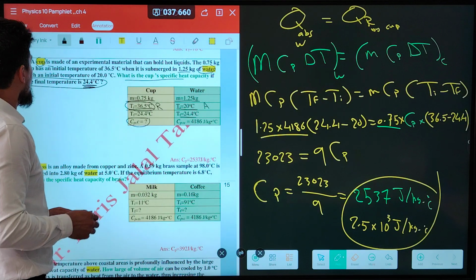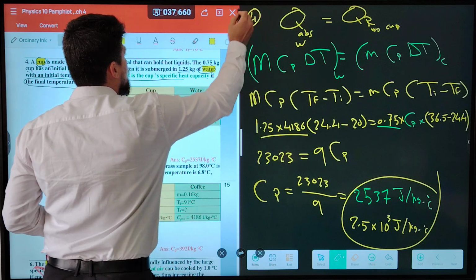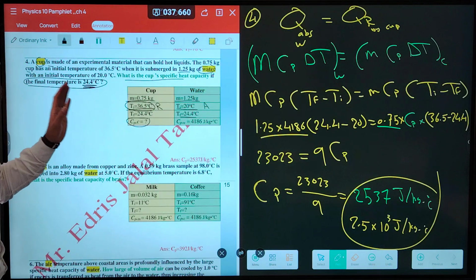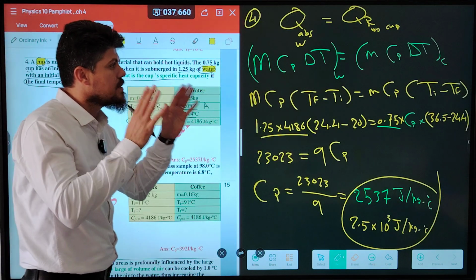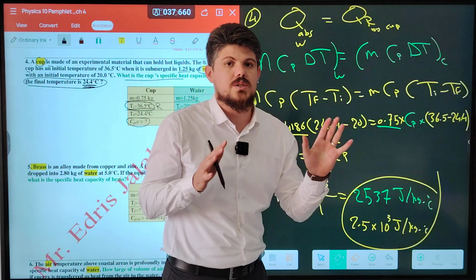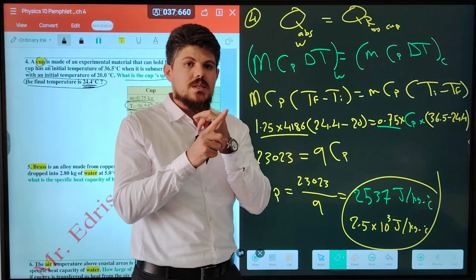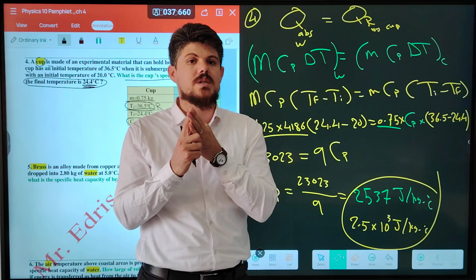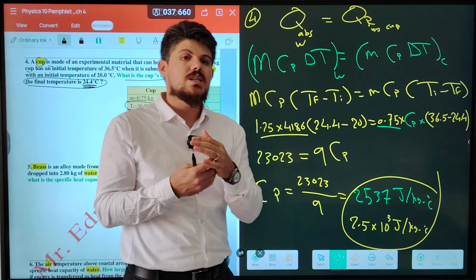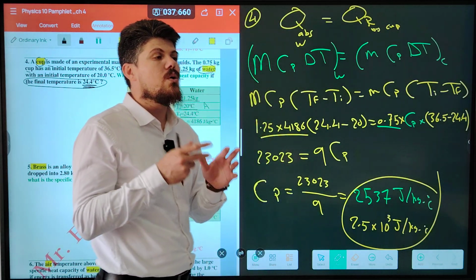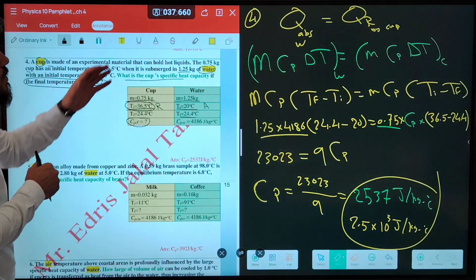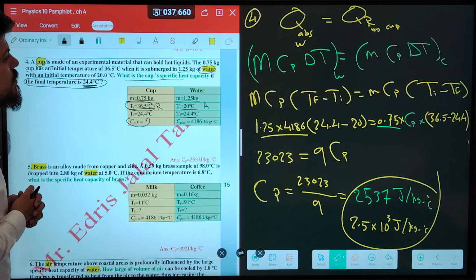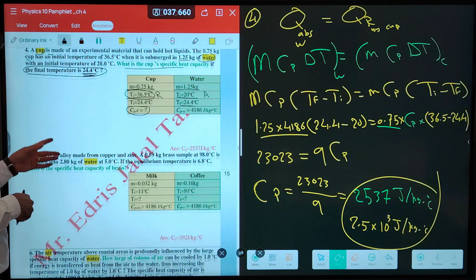So in this way you can solve question 4 to determine the specific heat capacity. If the specific heat capacity is unknown in the question, the mass for both substances must be given. The final temperature must be given. The initial temperature for both substances must be given. Only the Cp is unknown, and you can rearrange the equation in order to determine the specific heat capacity.